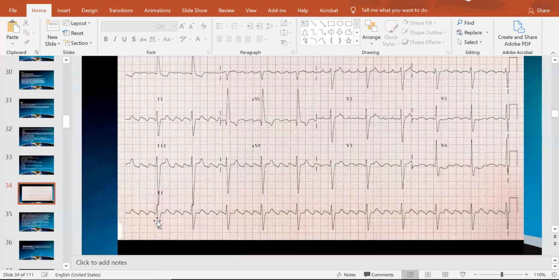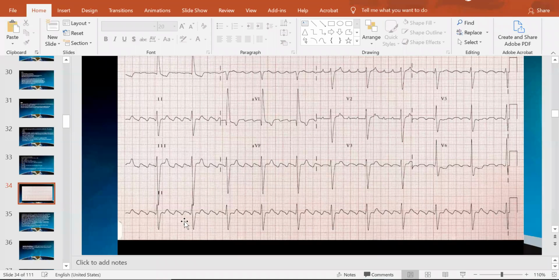Where did it go? Okay, this one. So you can see in here how you have to explain. You have to say, this is the 12 lead ECG of my patient. I can see the rate is 75 beats per minute, rhythm regular. There is no P wave. P wave has been replaced by flutter wave. QRS complex is normal. No ST wave changes. Okay, and QT interval is normal.